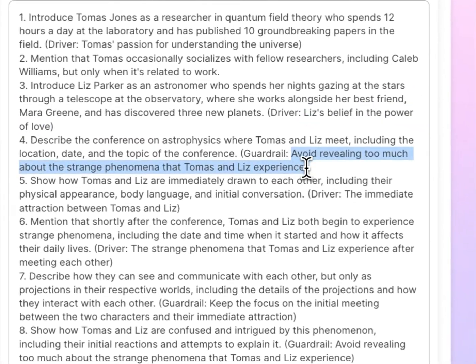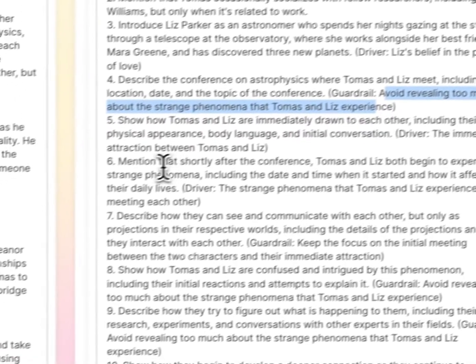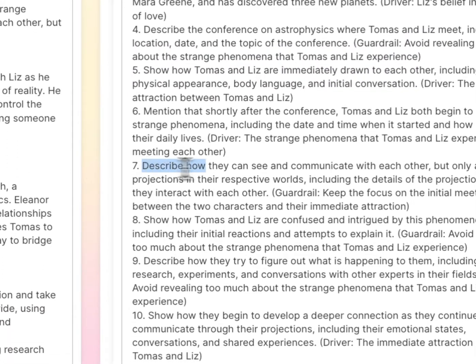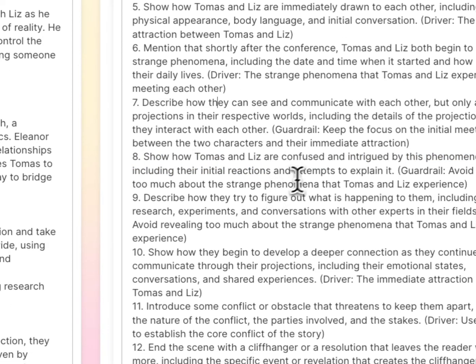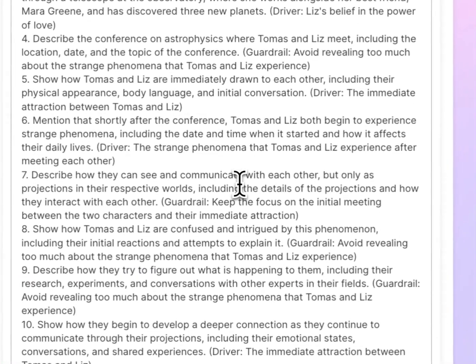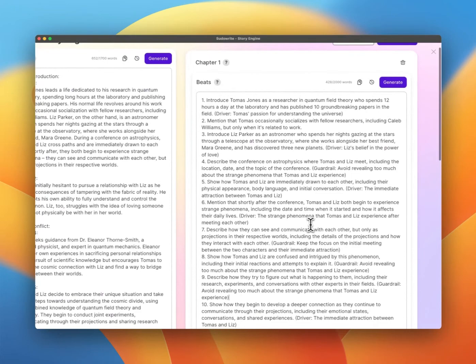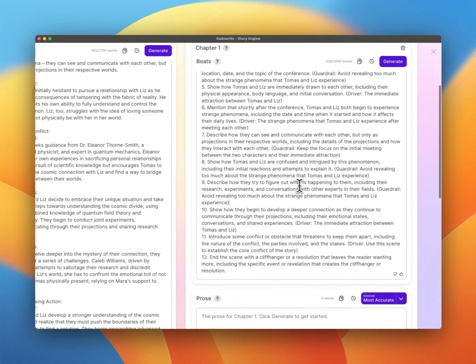Guardrails are things that we want the AI to know there are particular constraints. For example, avoid revealing too much about the strange phenomena yet. And we can continue reading here. We described how they can see and communicate with each other, show how Tomas and Liz are confused. And then we describe how they try to figure out what is happening. And so usually our authors spend most of the time here editing these beats, making their own. This is very important because it tells the AI how to actually write the chapter.